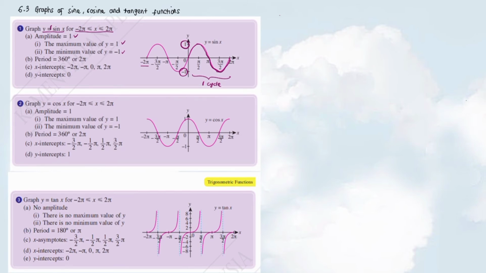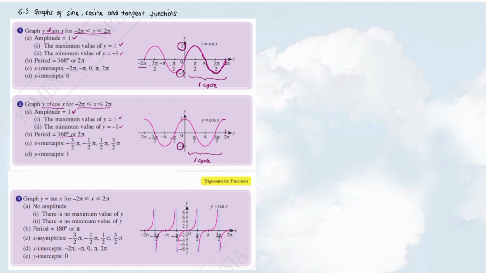Graph y equal to cos x for the range negative 2 pi to 2 pi. So here is 1, the amplitude is equal to 1, the maximum value of y is equal to 1, the minimum value of y is equal to negative 1, and the period, one cycle, is 360 or 2 pi. The x-intercepts are negative 3 over 2 pi, negative 1 over 2 pi, 1 over 2 pi, 3 over 2 pi, and the y-intercept is equal to 1.